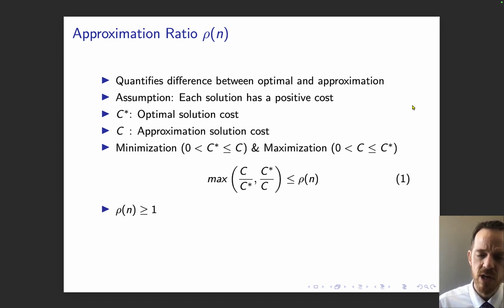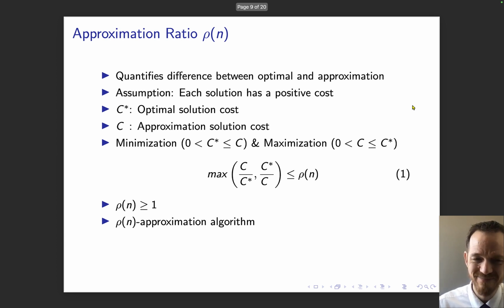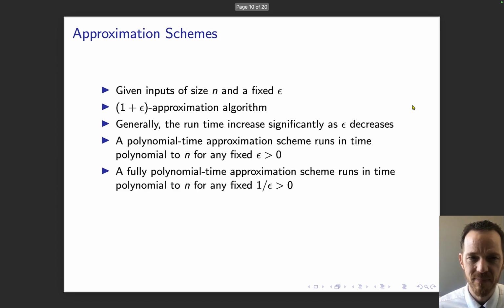Given it's this ratio, we know some things about it. For example, it cannot be less than 1. Our solution cannot be better than the optimal. If it was, then we misunderstood what the optimal was, and we have a new optimal. So we say these algorithms that produce these results are rho of n approximation algorithms. And I'll give an example of one in just a minute.